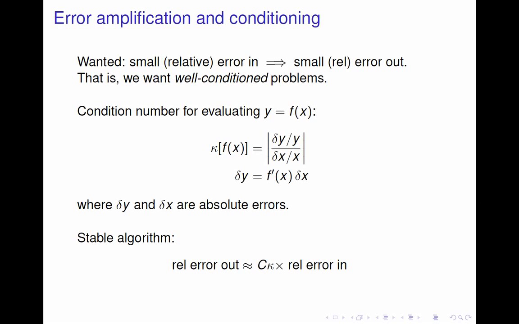So a stable algorithm now is one which doesn't amplify things too much more than they would be amplified just due to the conditioning. A stable algorithm is one such that the relative error coming in gets multiplied by some modest constant times the condition number to get a bound on the relative error going out. Okay, so that's the very basics of error analysis, error propagation, error amplification, and conditioning.